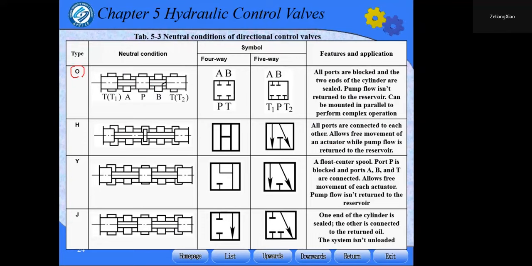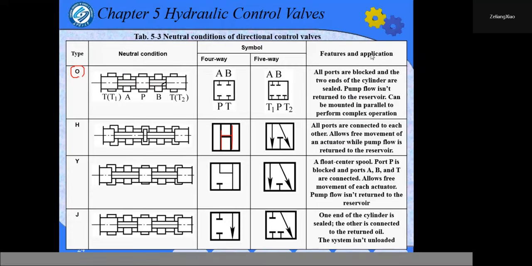O type, H type. Here is this symbol, H type. This is the Y type. This is the Z type. And for the O type, the features and application.